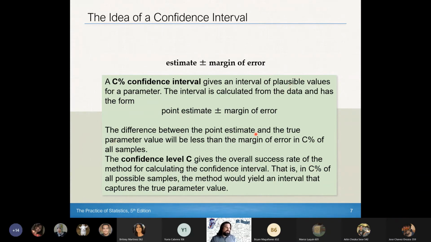The difference between the point estimate and the true parameter value will be less than the margin of error in C% of all samples. The confidence level C gives the overall success rate of the method for calculating the confidence interval. That is, in C% of all possible samples, the method would yield an interval that captures the true parameter value. Right. So the confidence interval is the range of plausible values. The confidence level is like the success rate, the percent of the possible samples that are successful in capturing the true parameter value.